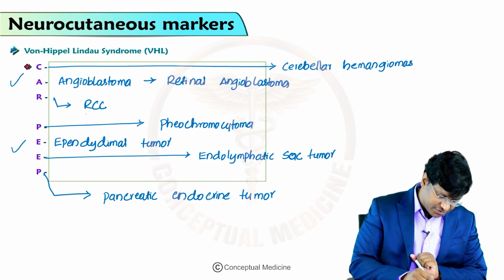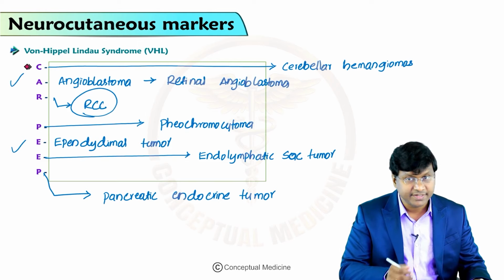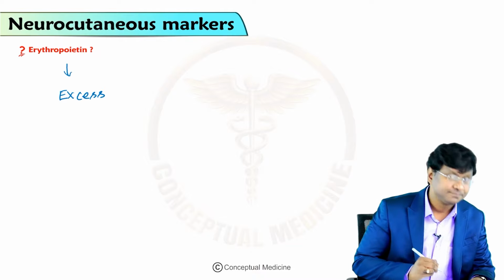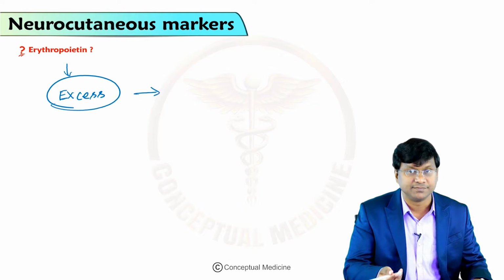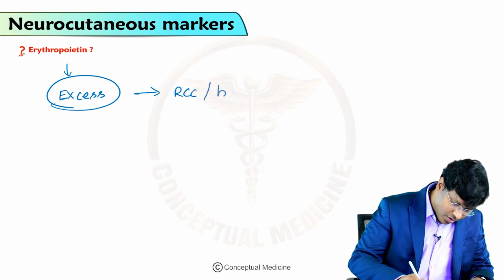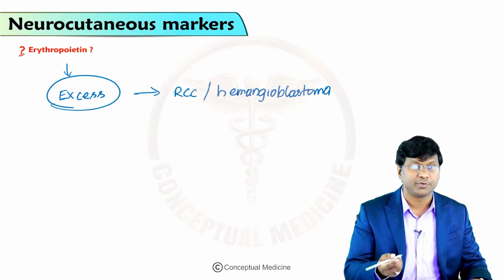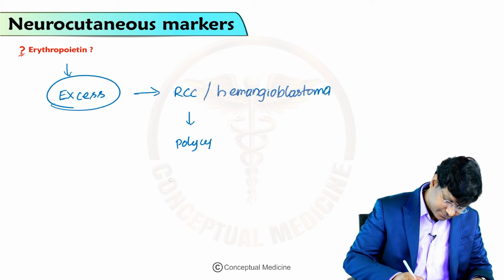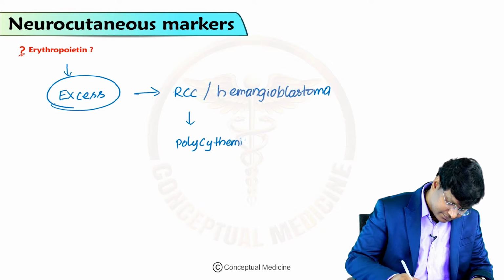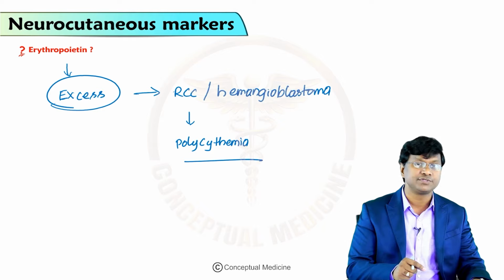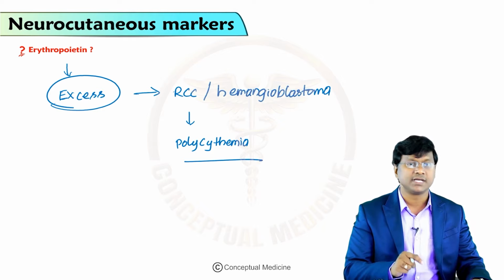Now you see this individual is having renal cell carcinoma, right? In patients with renal cell carcinoma, there is excess production of erythropoietin. This excess erythropoietin is produced either by renal cell carcinoma or by hemangioblastomas. This excess erythropoietin will increase erythropoiesis, and that will make the individual develop polycythemia. So polycythemia is a characteristic associated feature in von Hippel-Lindau syndrome, and that is due to erythropoietin produced by hemangioblastomas or the renal cell carcinomas.